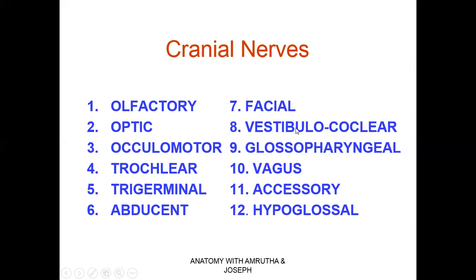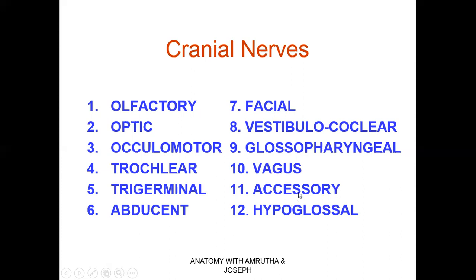Vestibulocochlear nerve. Vestibulocochlear consists of two parts: vestibular part taking the sensation of balance, cochlear for the hearing sensation. Glossopharyngeal, this nerve related to the tongue, supplying the tongue and the pharynx. Vagus nerve is a wandering nerve which has a long course which reaches up to the intestine, large intestine.